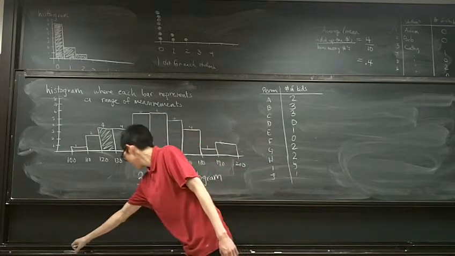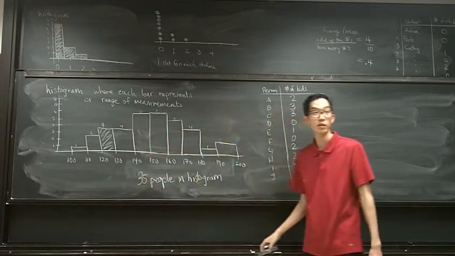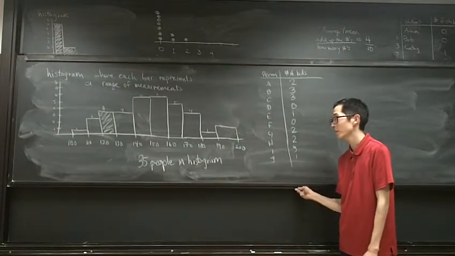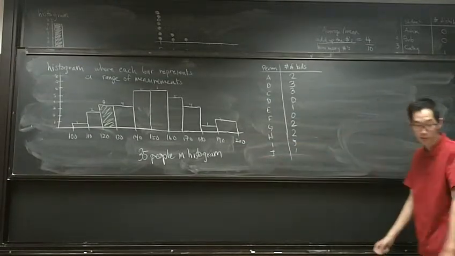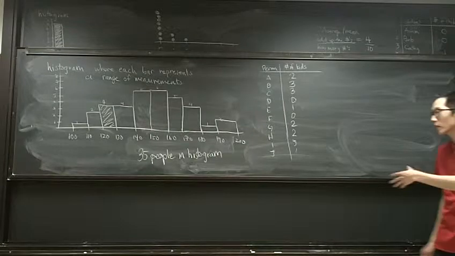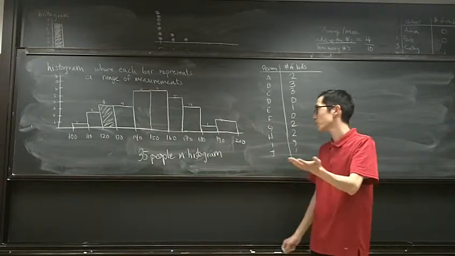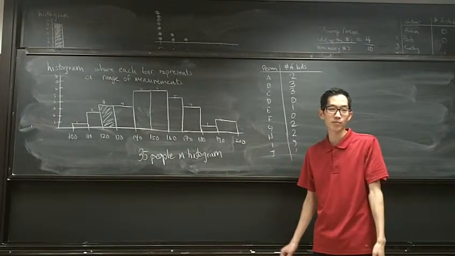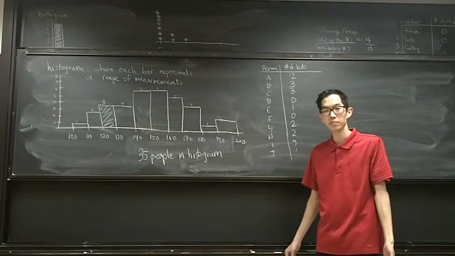Okay, is that okay? All right, and that's just what this histogram represents. So what if I said, what percentage of people weigh less than 120 pounds? How would you calculate this?